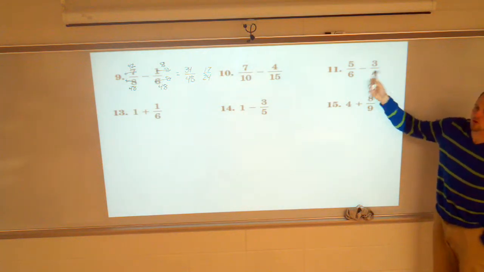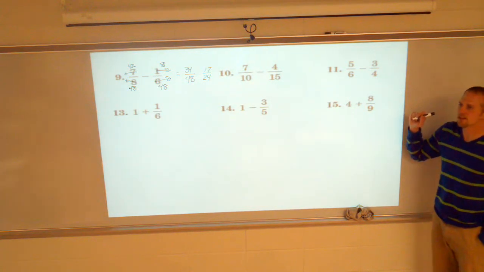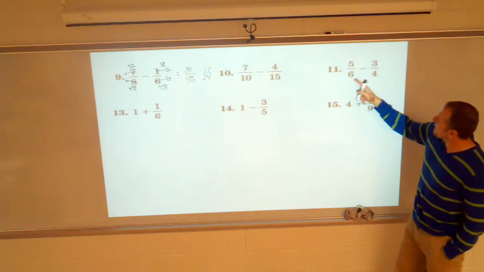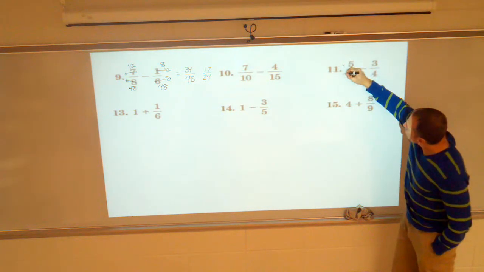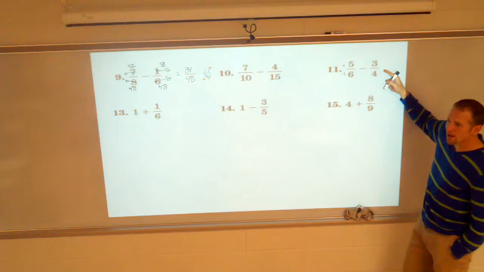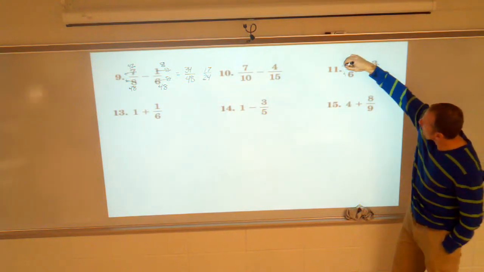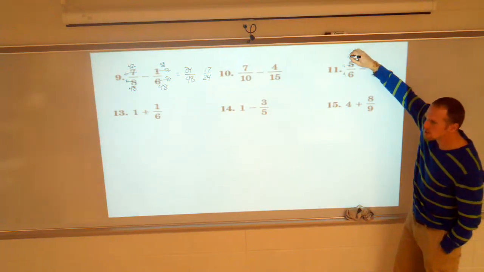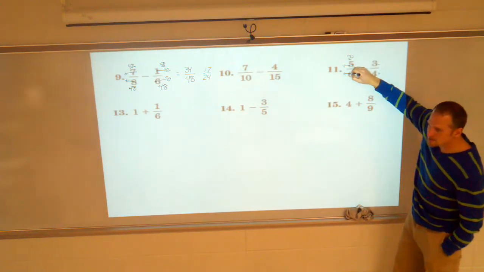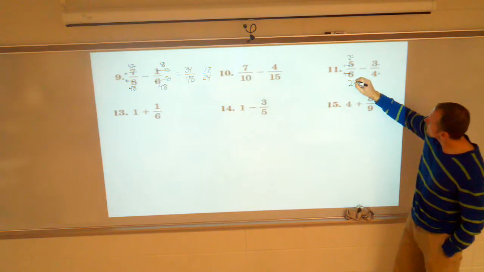Bryce, did you do the quick way or the easy way? Easy way, okay. So you multiplied this one by 4 over 4, and this one by 6 over 6. So, Bryce, 4 times 5 is 20. 4 times 6 is 24.